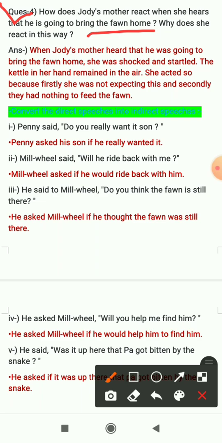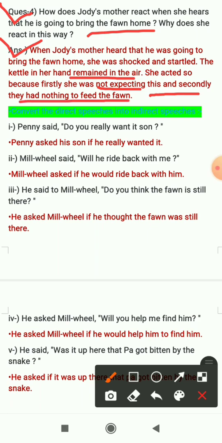Let's see the answer. When Jody's mother heard that he was going to bring the fawn home, she was shocked and startled. The kettle in her hand remained in the air. She acted so because firstly she was not expecting this, and secondly they had nothing to feed the fawn.